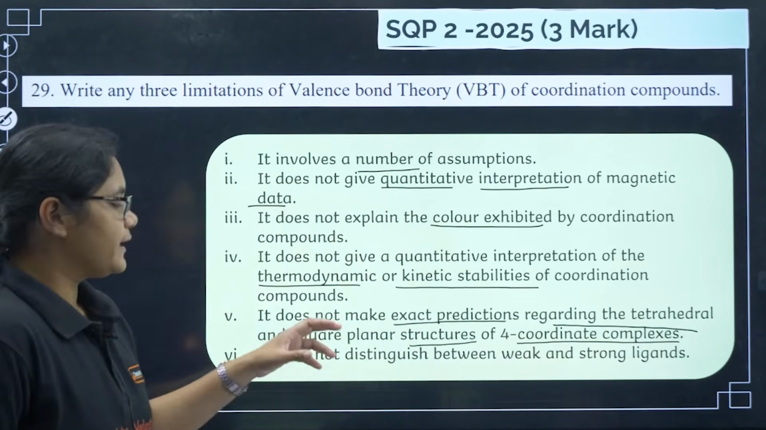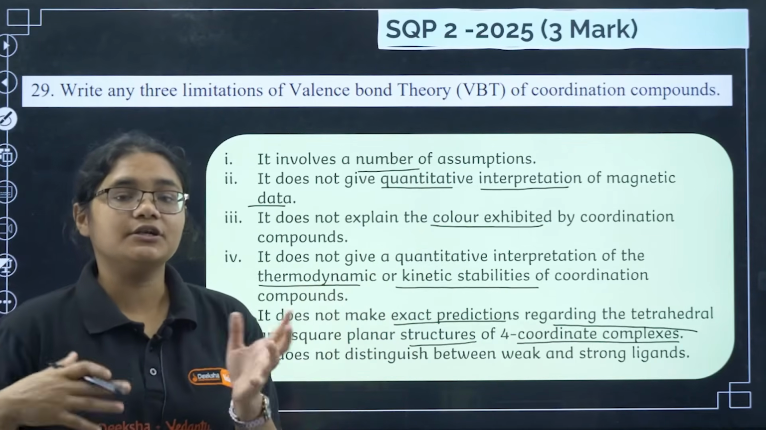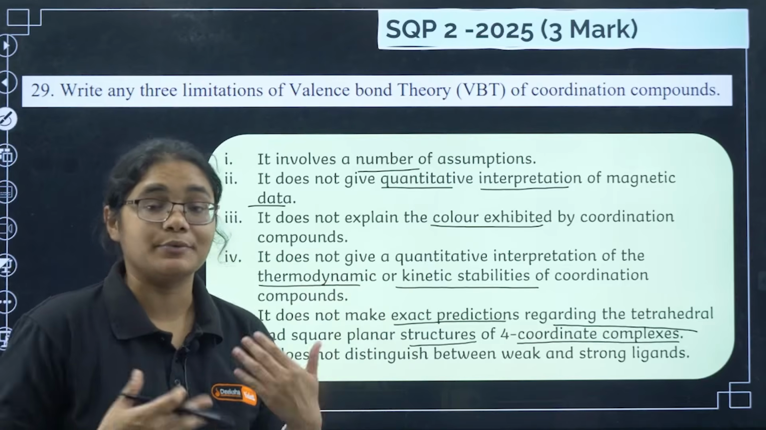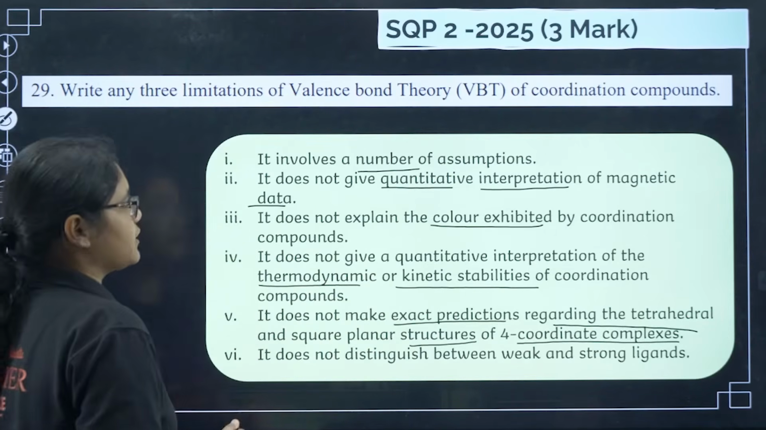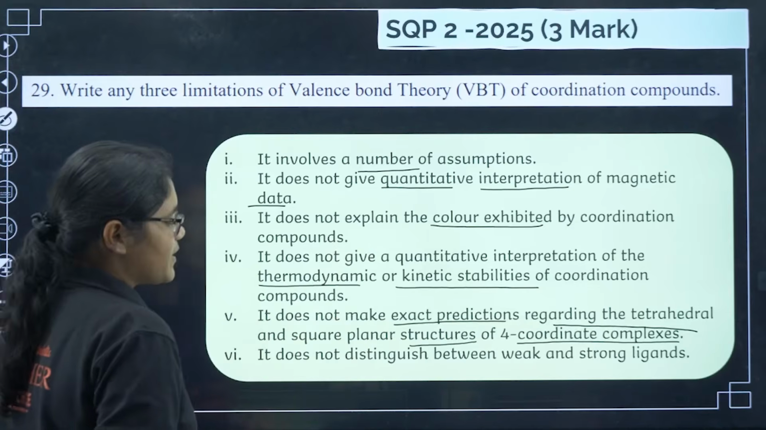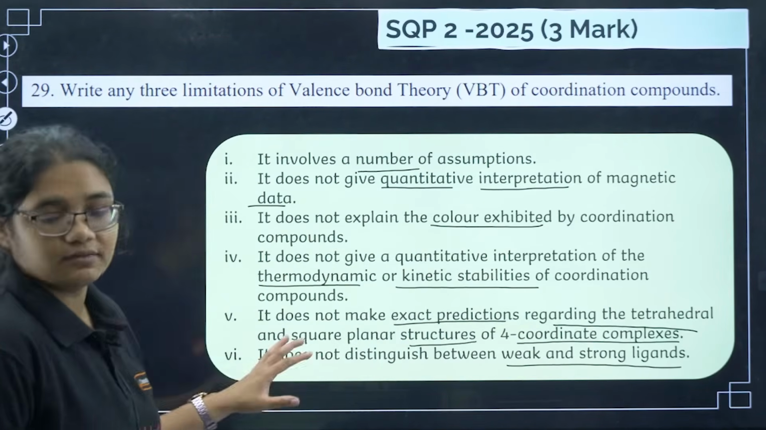So it cannot explain why certain coordination number 4 complexes are square planar whereas certain are tetrahedral. What is the explanation for that? That is also not given by valence bond theory, and it does not distinguish between weak and strong fields. So you can write down any 3 from here.